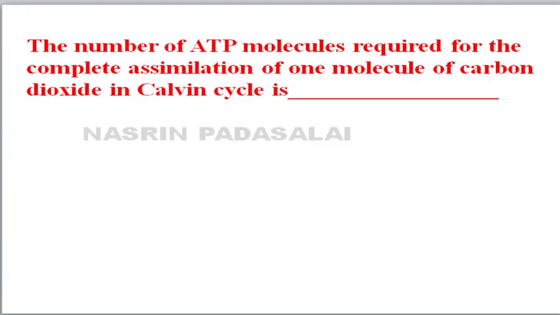Next, the number of ATP molecules required for complete assimilation of only one molecule of carbon dioxide. They are asking how many ATP molecules are required for assimilation of one molecule of carbon dioxide in the Calvin cycle. The question is a direct one, and 3 ATP molecules are required to completely assimilate only one molecule of carbon dioxide in the Calvin cycle.